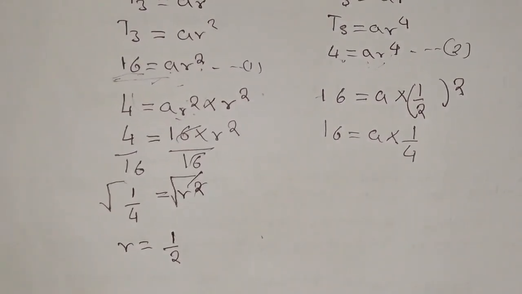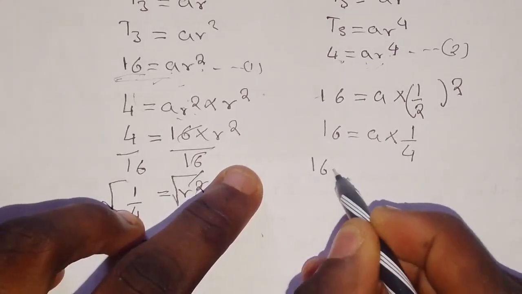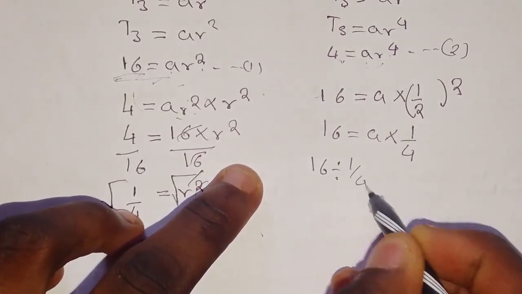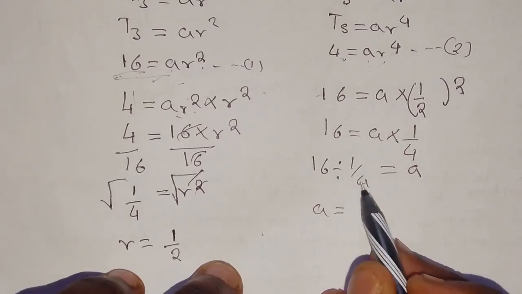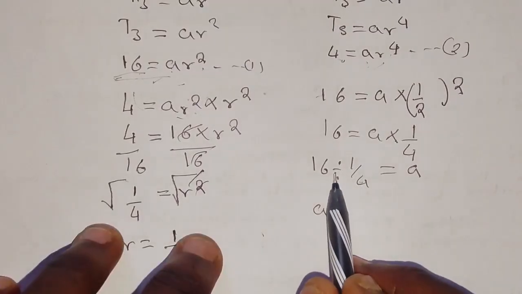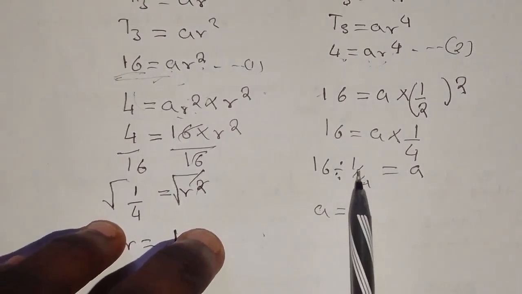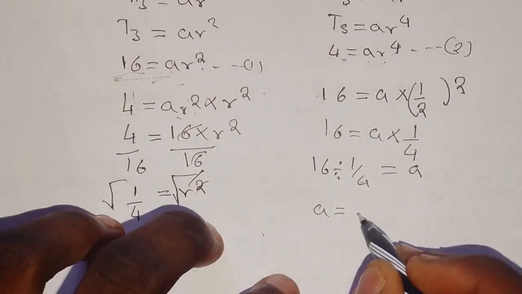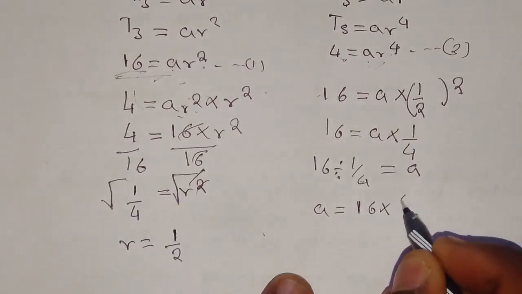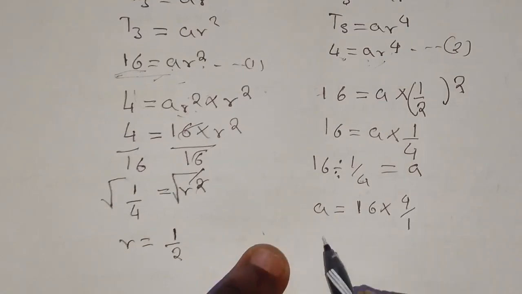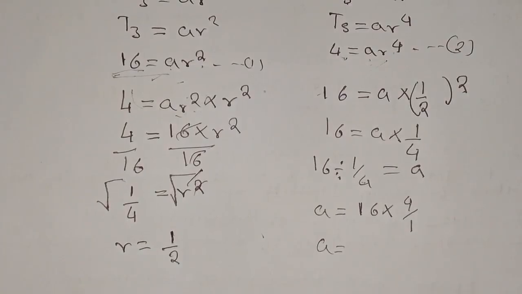Then you make a the subject of the formula by dividing both sides by 1 over 4. So we're going to have 16 divide 1 over 4 is equals to a. Okay, a is equals to this. This will change from division sign to multiplication sign, and then when it does that, this will go on top and this will come down. So we're going to have 16 multiplied by 4 over 1. So a is equals to 16 times 4, which gives you 64.